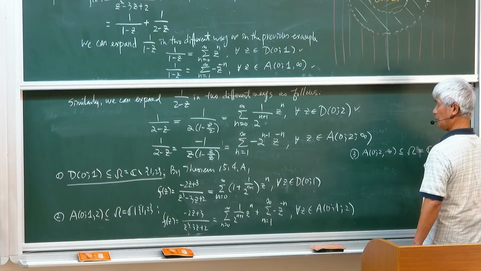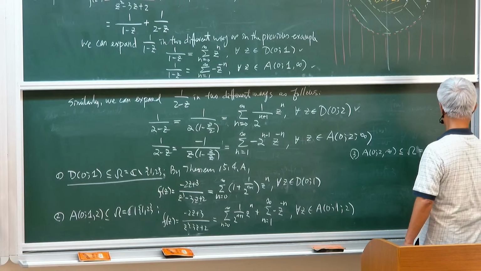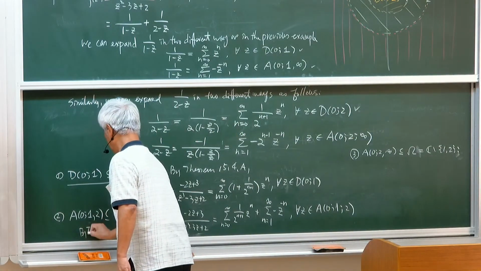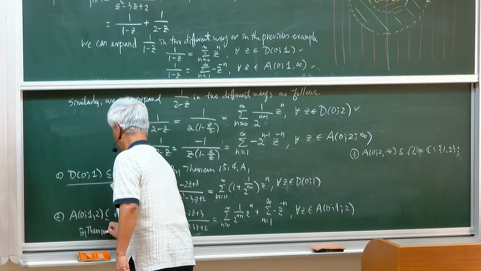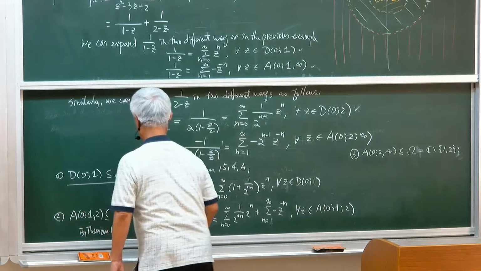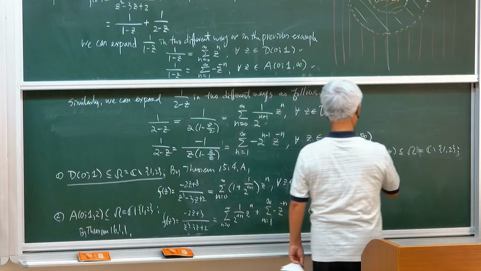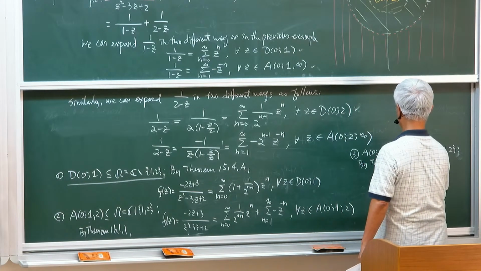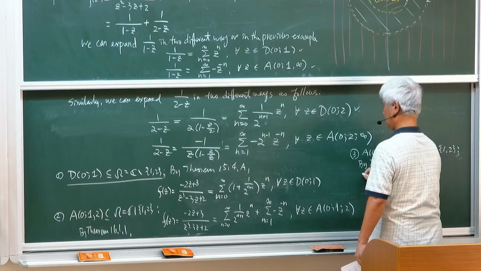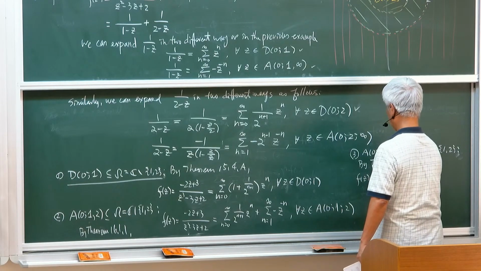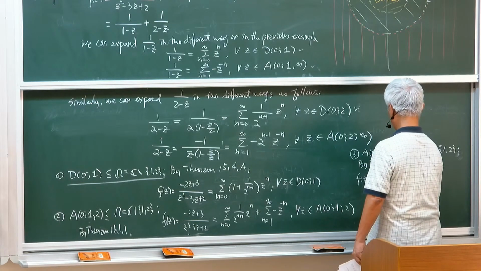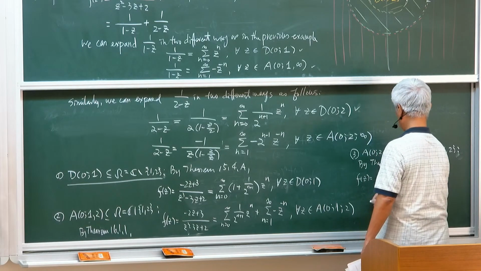All right, so, okay, this is by Theorem 16.1.1. Now, again by Theorem 16.1.1, then f of z equals (z^2 - 2z + 3) over (z^2 - 3z + 2).